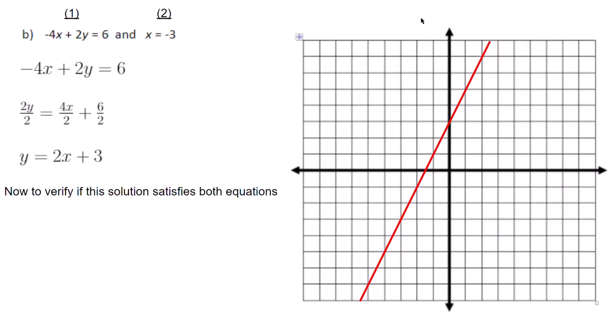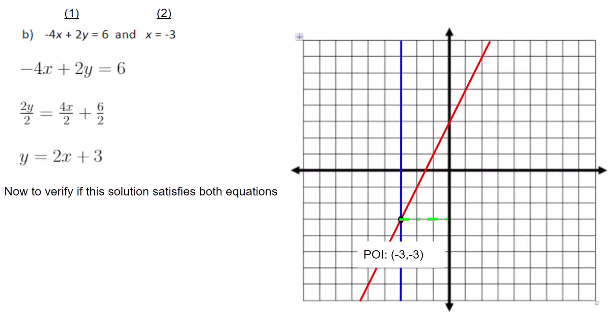And then we have this line x equals negative 3. We know this is a vertical line that crosses x equals negative 3 right here. So we plot it, and then we notice that there is indeed a point at which these two lines intersect. So this is the point negative 3, negative 3.